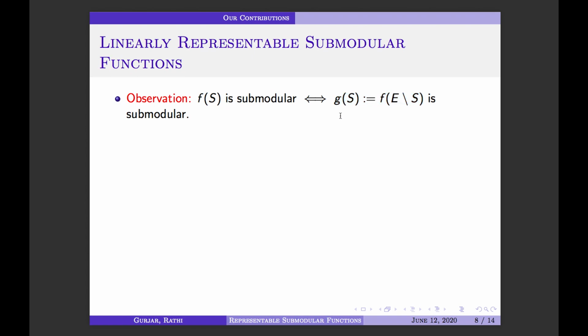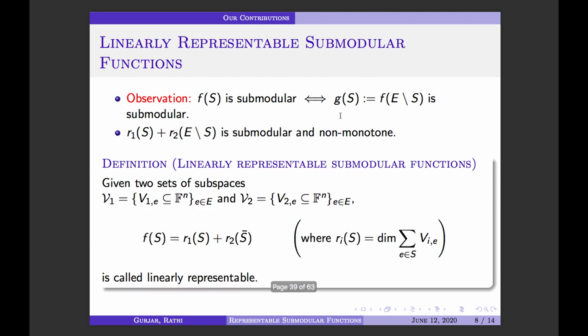The advantage here is that if you have an increasing submodular function f, then you can also construct a decreasing submodular function g. So now you can just take two rank functions r1 and r2, apply r1 on S, apply r2 on S complement, and add them up. That gives you a submodular function, because submodularity is preserved under addition. And more importantly, this will be a non-monotone function because one component of it is increasing and the other component is decreasing. So this motivates us to define the following class of linearly representable submodular functions.